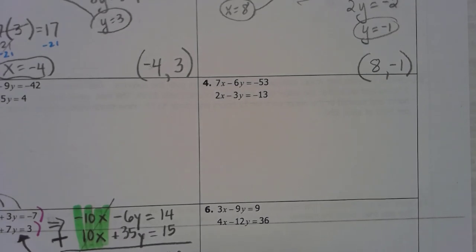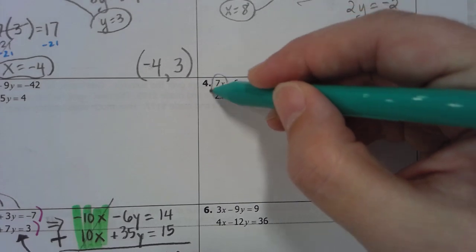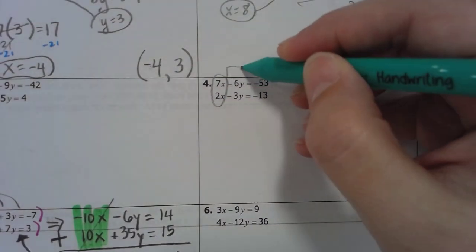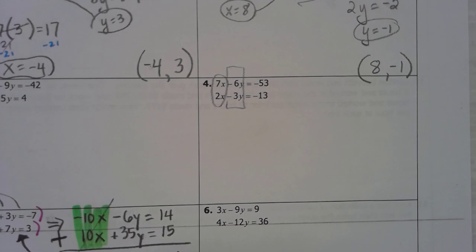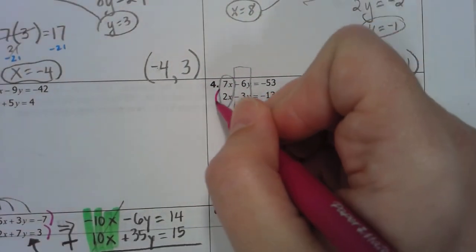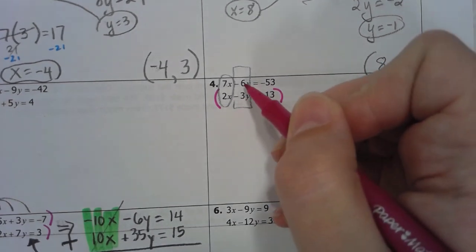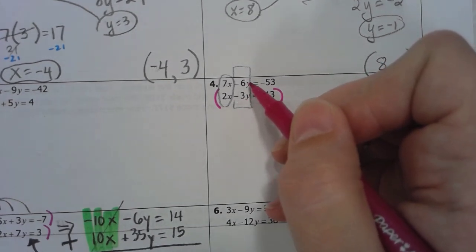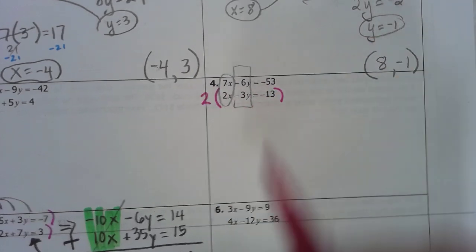No. Because we have 7 and 2x, and we have -6y and -3y. Those are not the same numbers. So I need you to think, could we multiply the smaller x by something to make the bigger x? Or could we multiply the smaller y times something to make the bigger y? I can't do 2 times something to make 7. That's just not very nice. But I could multiply -3 times something to make 6. So 3 times 2 makes 6.